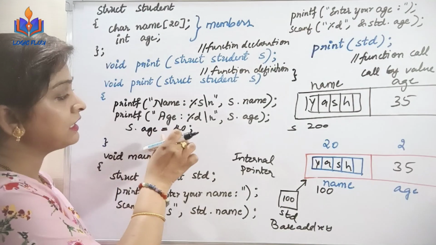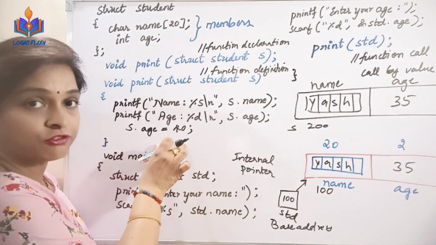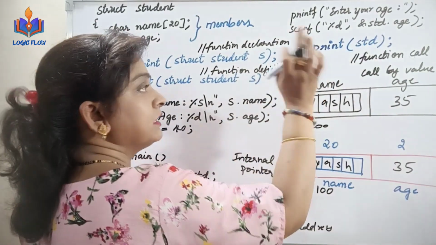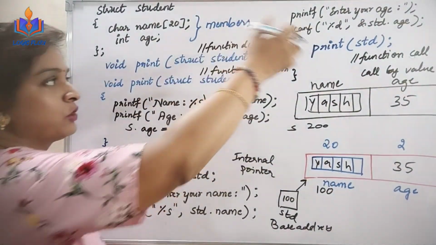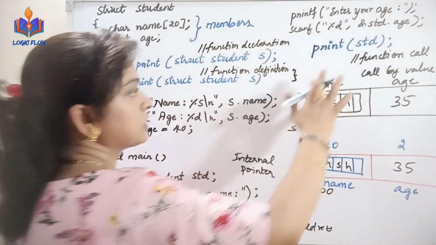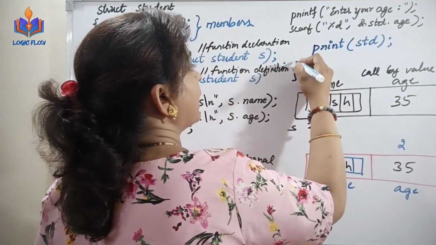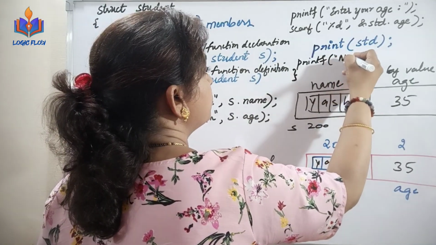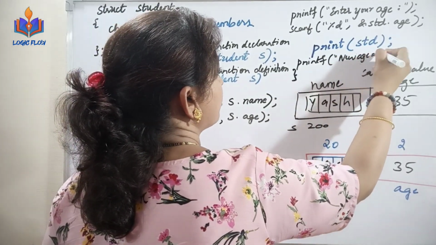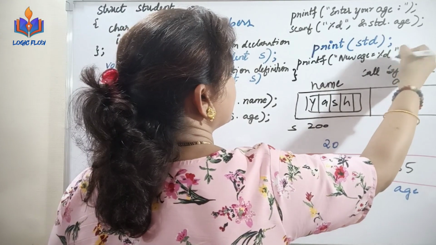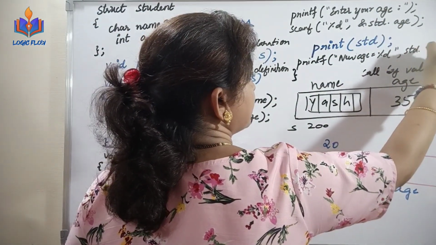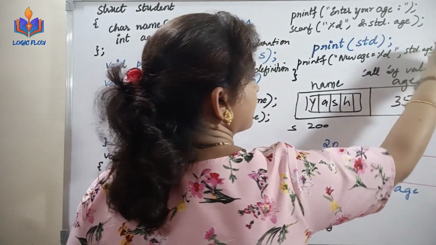If I print that here itself in this function definition, well, I'll get that. But what I'll do, I'll come and print in the main function. The control is back to this after executing this complete function. So here I'll say printf new age equal to percentage d, then I say std.age. Look at here.